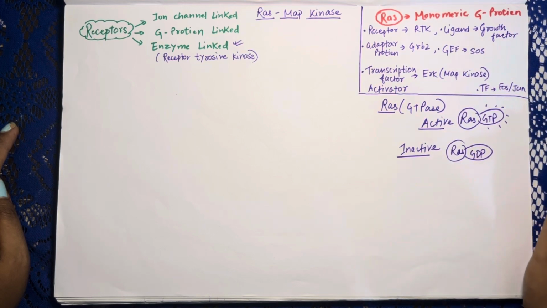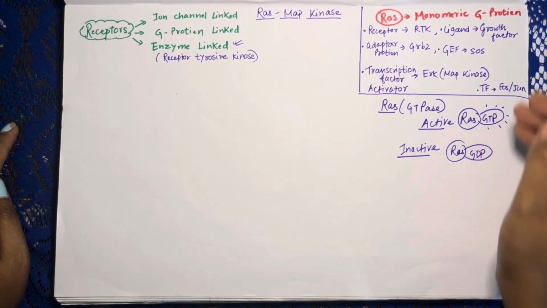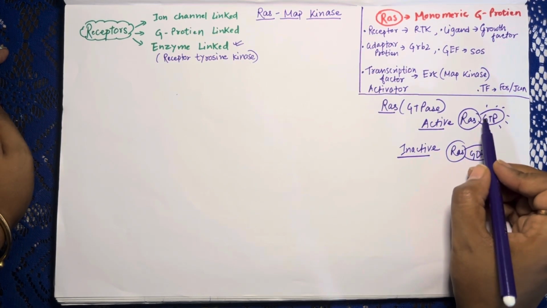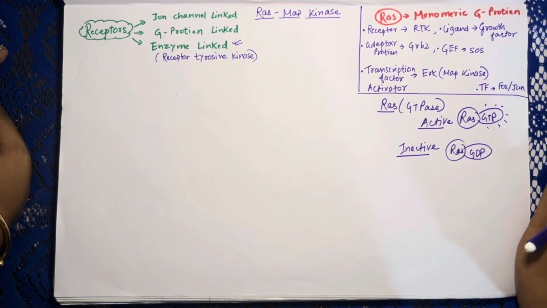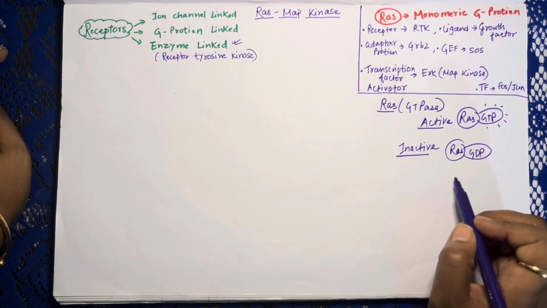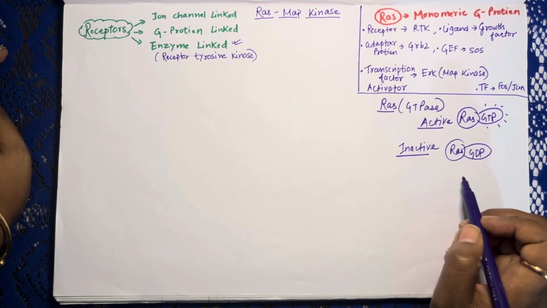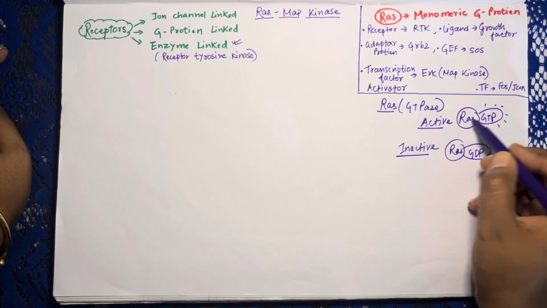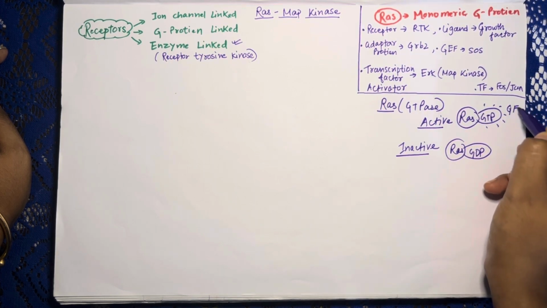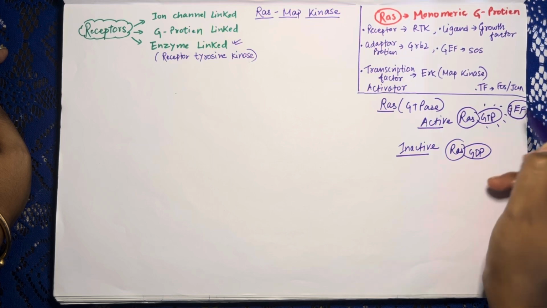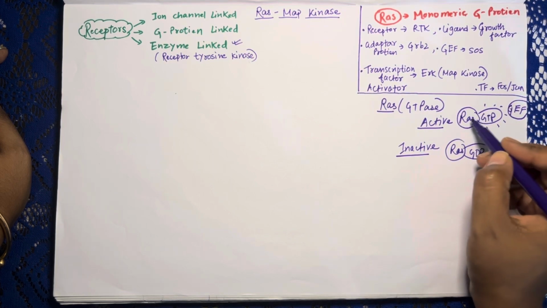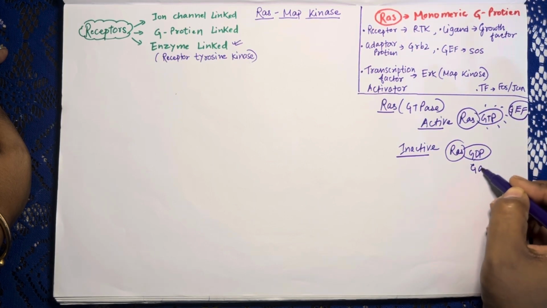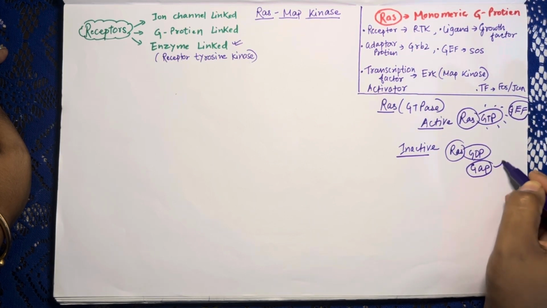When there is a ligand, RAS will be activated. When there is no ligand, RAS will be deactivated or inactive. When RAS is active, only then will the further signaling continue, and when RAS is inactive, the signaling will stop or will not be switched on. This binding of GTP with RAS is done by GEF. GEF helps in binding GTP to RAS or to any G protein. And the binding of GDP with RAS is mediated by GAP.